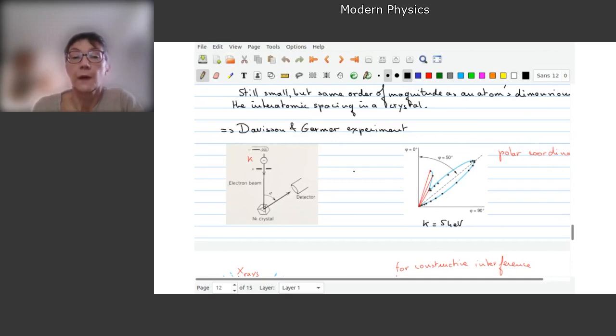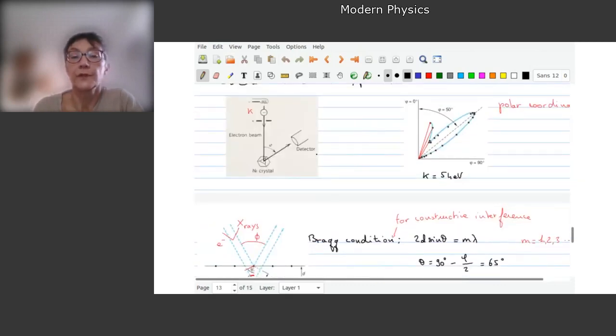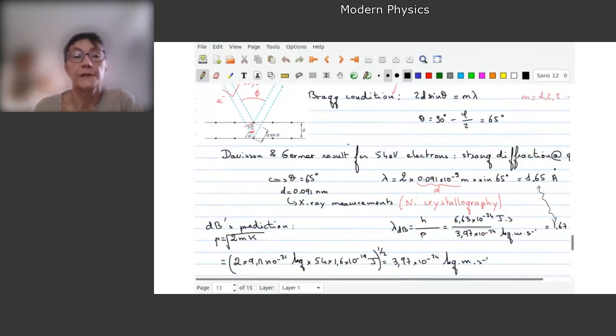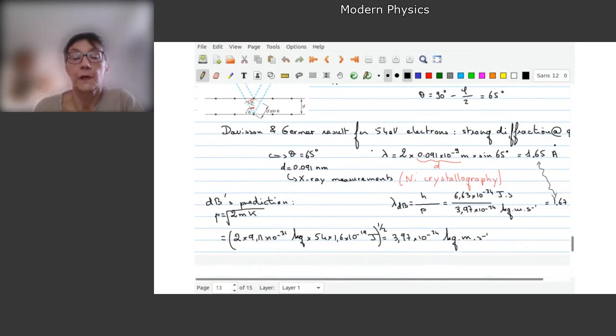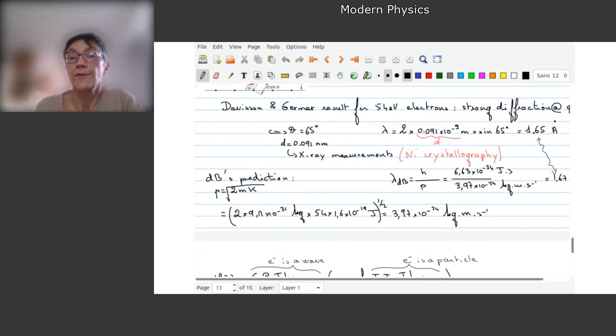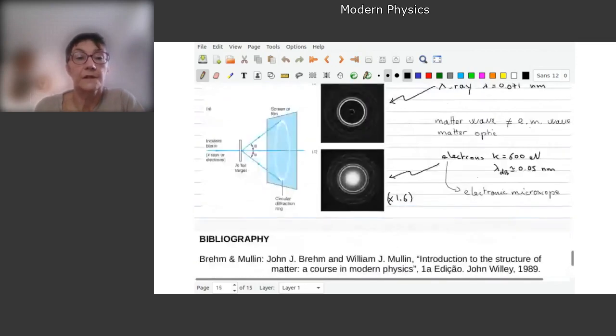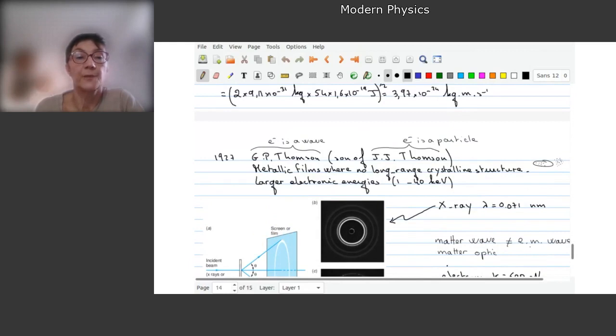And if you calculate using the Bragg condition what would be the wavelength associated with such a diffraction, you find, for example, for electrons with 54 electron volts, a de Broglie wavelength of 1.65 angstrom, and the calculation using the de Broglie expression is 1.67, so very close. And so we finished last lecture with these experimental demonstrations. This one is from G.P. Thomson.